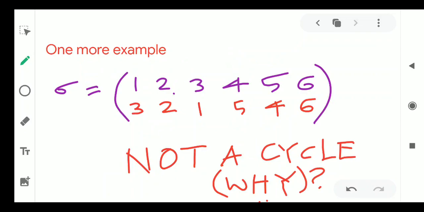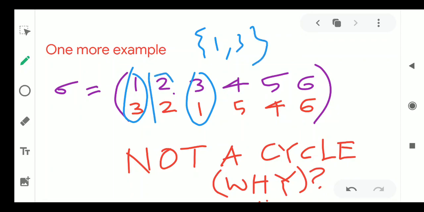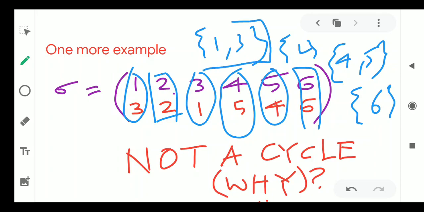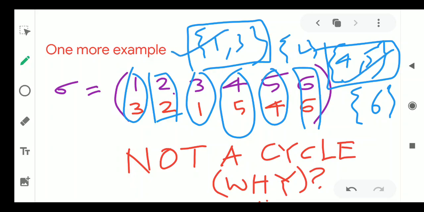This is not a cycle. Why? What are the orbits? 1 goes to 3, 3 goes to 1, so it is an orbit. 2 goes to 2 is another orbit. Now what about 4 and 5? 4 goes to 5 and 5 goes to 4. Therefore, {4, 5} is another orbit. The last orbit is {6}, since 6 goes to 6. But you see, {1, 3} is an orbit containing more than one element, and {4, 5} is also an orbit containing more than one. So there are two orbits having more than one element. Therefore, sigma is not a cycle. For a cycle, there must be at most one orbit having more than one element. Okay?